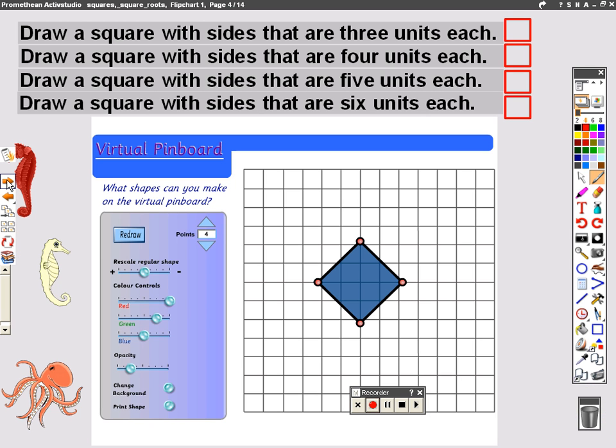Okay. Can we draw a square with 3 units? We said no. 4 units? We can. 5 units? Well, 1, 2, 3. Nope. 5's going to give me an odd shape. 6 is going to give me a rectangle. All right, let's see what else we have.